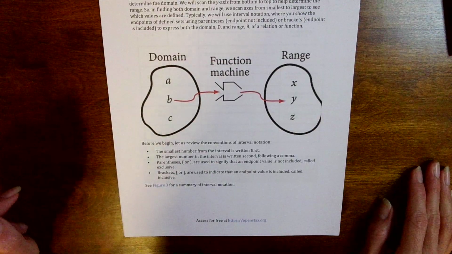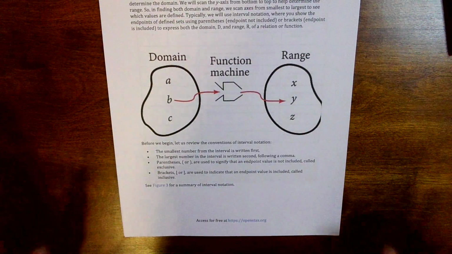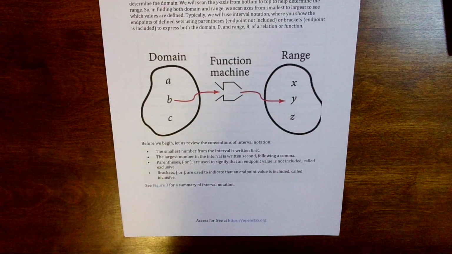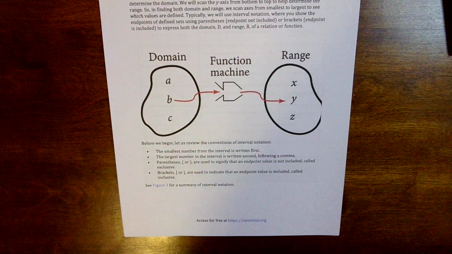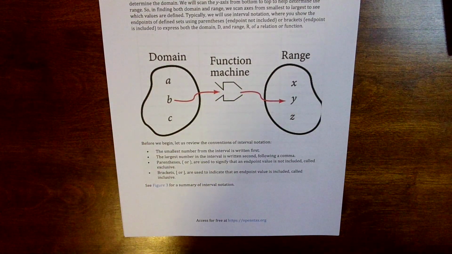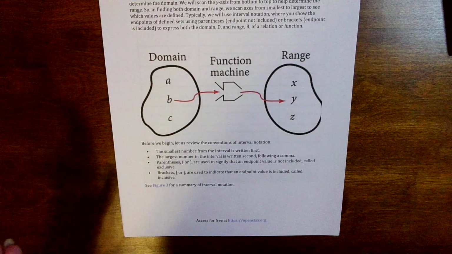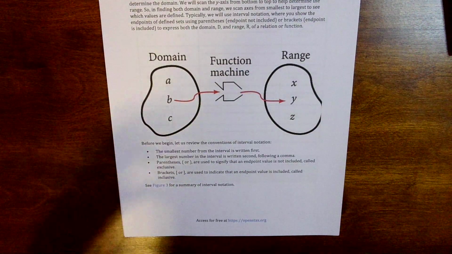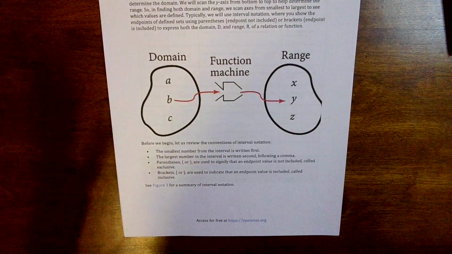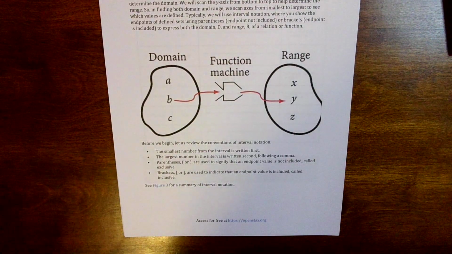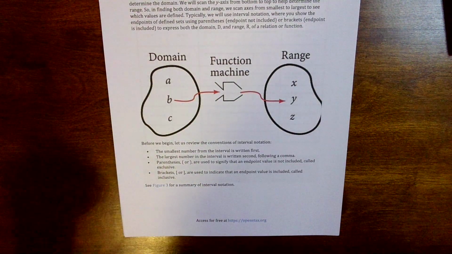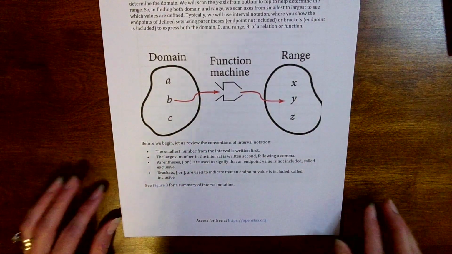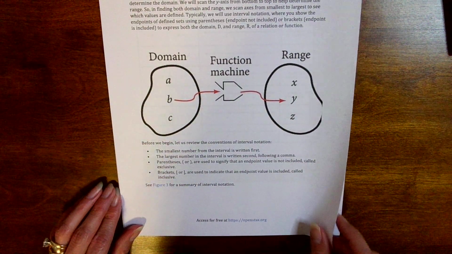So before we begin, let's review the conventions of interval notation. The smallest number from the interval is written first. The largest number on the interval is written second. So you have the smallest number, comma, largest. You use parentheses to signify an endpoint value that's not included, called exclusive, or with infinity and negative infinity. And brackets are used to indicate that an endpoint value is included, called inclusive.